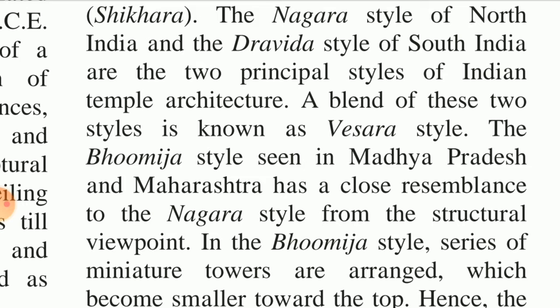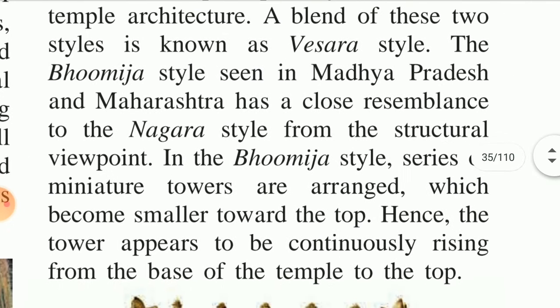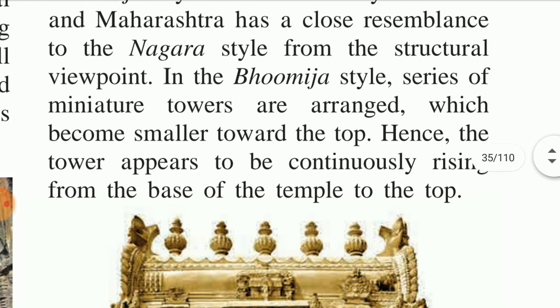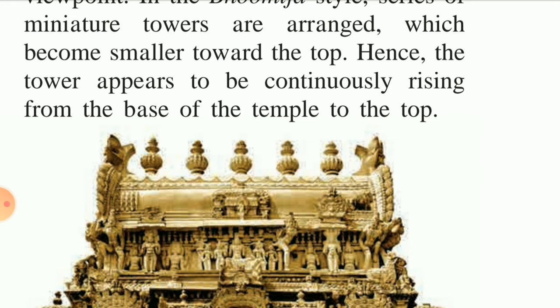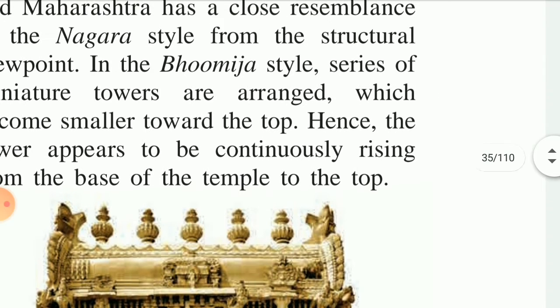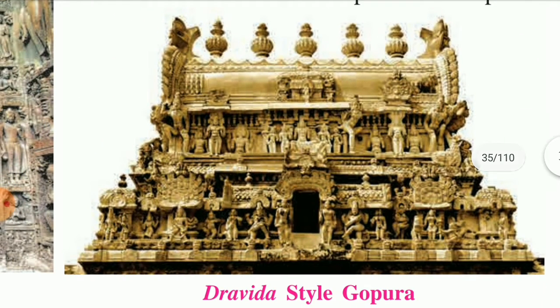In the Bhumija style, a series of miniature towers are arranged, which become smaller towards the top. Quite many different towers are there. Hence, the towers appear to be continuously rising from the base of the temple to the top. So, from base to the top, these towers keep on rising. In this way, the Bhumija style was developed.